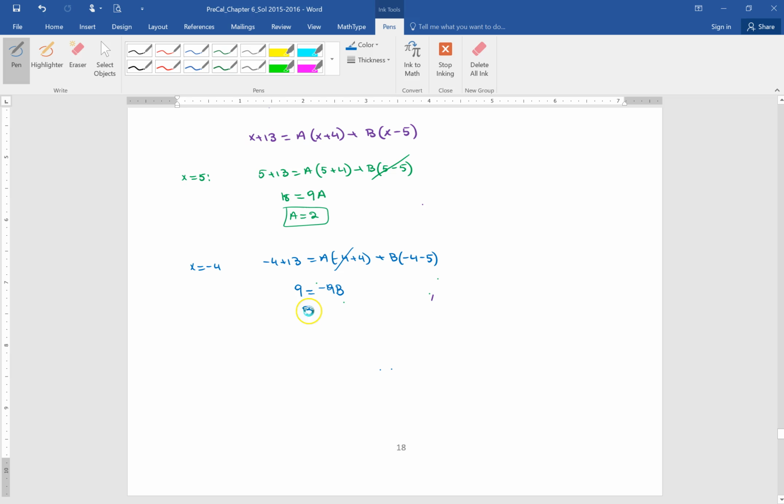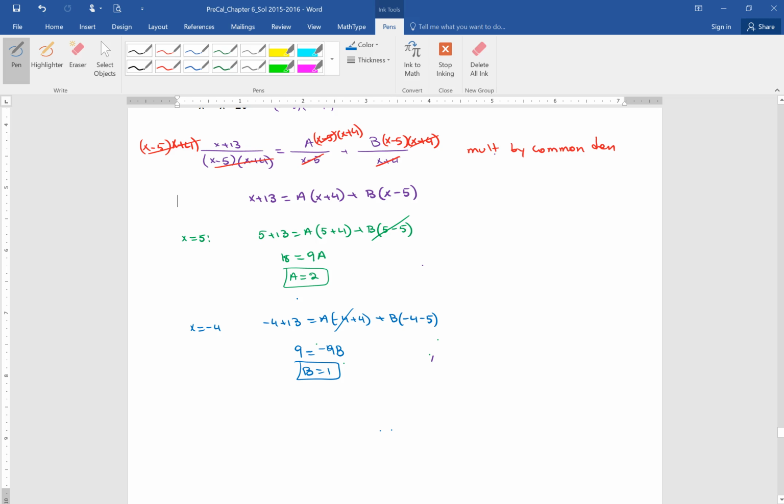So what's b equal to? 1. All right, and now I'm essentially done. What I have to do now is put a and b back into my fractions here. So I have a over x minus 5, so that's 2 over x minus 5 plus negative 1 over x plus 4.